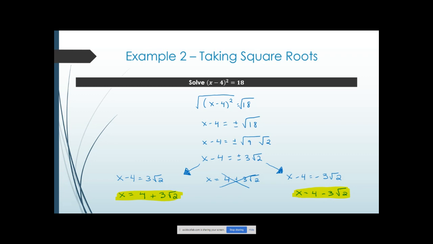Are there questions on this example? Okay.